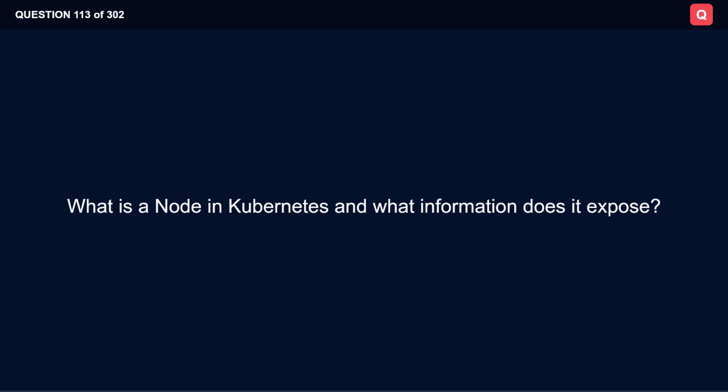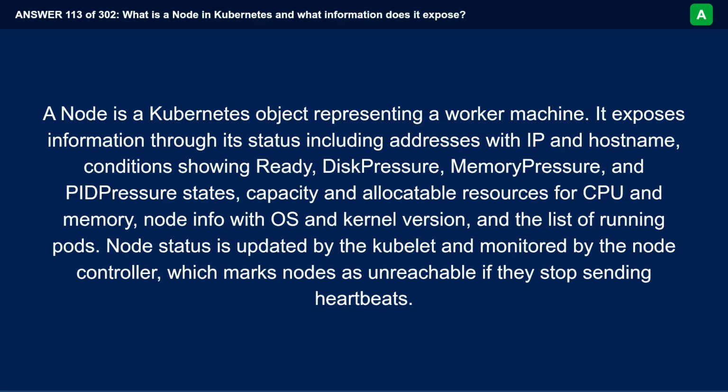What is a node in Kubernetes, and what information does it expose? A node is a Kubernetes object representing a worker machine. It exposes information through its status, including addresses with IP and hostname, conditions showing Ready, DiskPressure, MemoryPressure, and PIDPressure states, capacity and allocatable resources for CPU and memory, node info with OS and kernel version, and the list of running pods. Node status is updated by the kubelet and monitored by the node controller, which marks nodes as unreachable if they stop sending heartbeats.